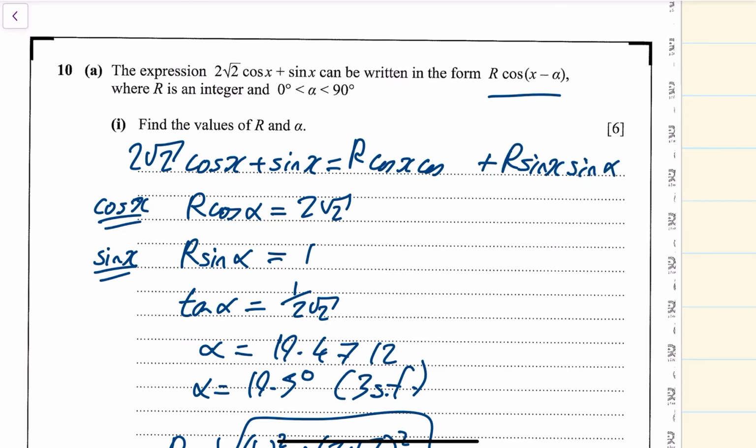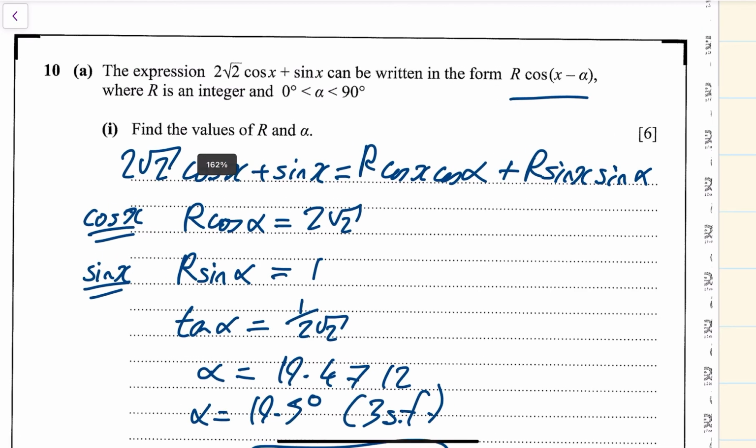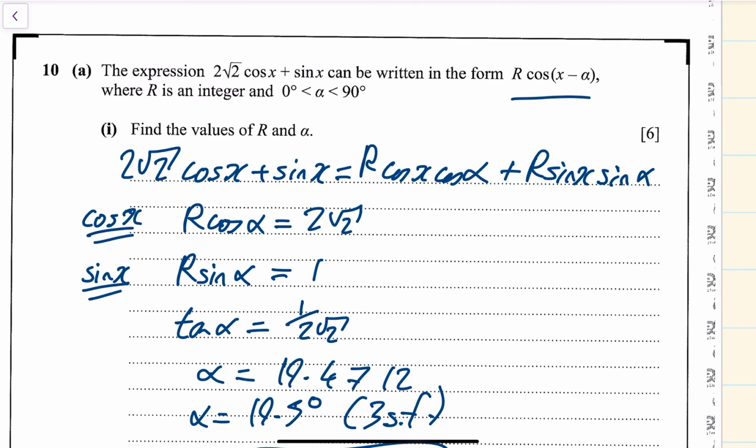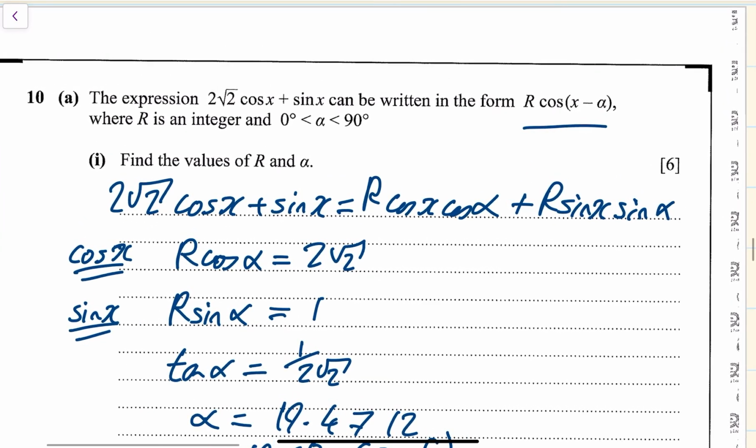Okay, lovely question. It says the expression 2 root 2 cos x plus sin x can be written in the form r cos(x minus alpha). So what I've done here is just written out 2 root 2 cos x plus sin x equals the expanded version of r cos(x minus alpha), which is r cos x cos alpha plus r sin x sin alpha. You can use your formula booklet to help you with that. Now all we're going to do is look at the cos x. So in blue, what's multiplying cos x on the left hand side is 2 root 2. On the right hand side, what's multiplying cos x is r cos alpha. So there we are, r cos alpha equals 2 root 2.